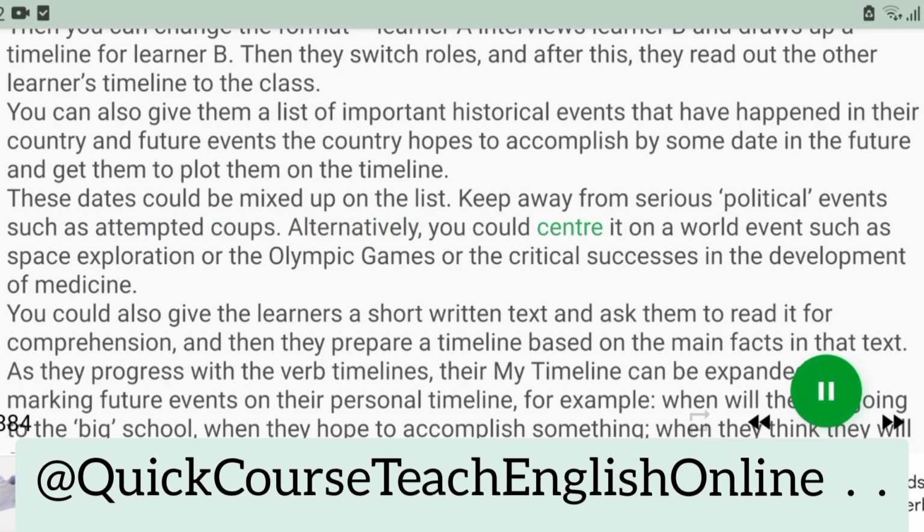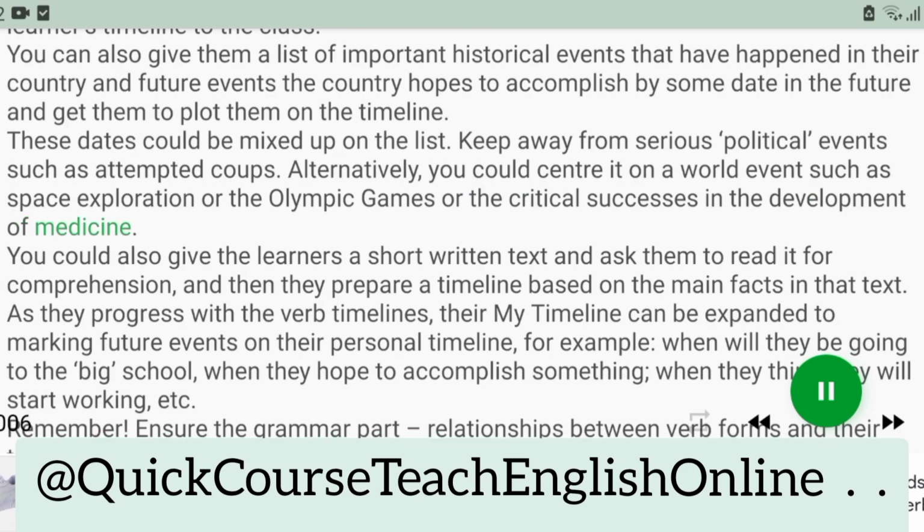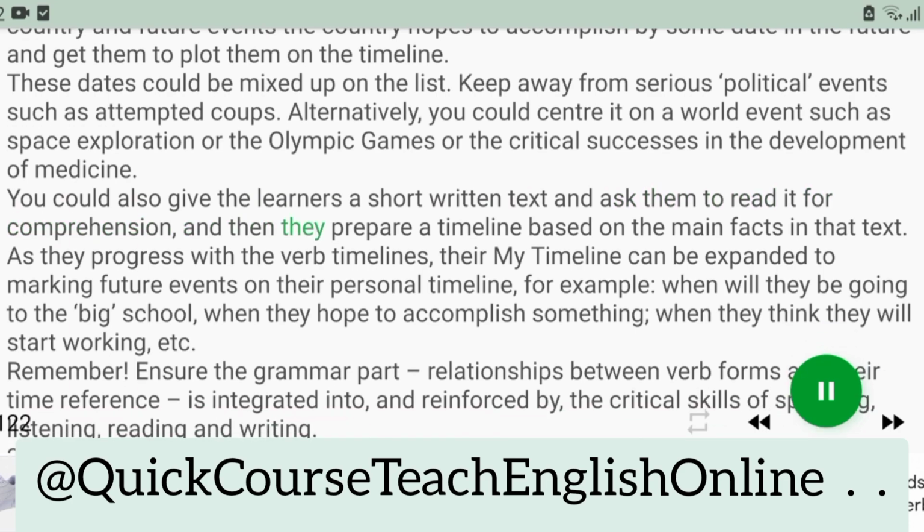Alternatively, you could center it on a world event such as space exploration or the Olympic Games or the critical successes in the development of medicine. You could also give the learners a short written text and ask them to read it for comprehension, and then they prepare a timeline based on the main facts in that text.